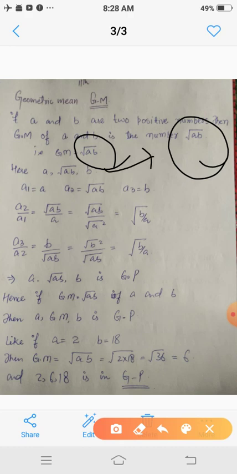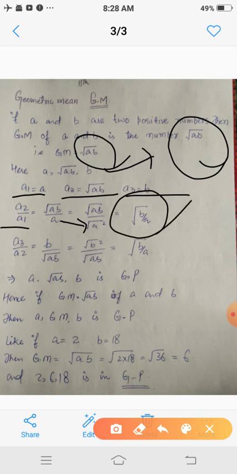Now we will check whether it is a GP or not. Here the first term a1 is a, the second term a2 is root ab, and the third term is simply b. Now the second term upon the first is root ab upon a. Now this a can be written as root a square, because square and root cancel. Cancelling root a from numerator and denominator, we simply get root b upon root a. So the common ratio for these two terms is root b upon root a.